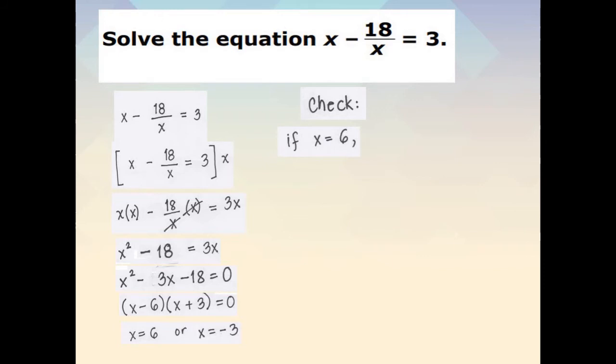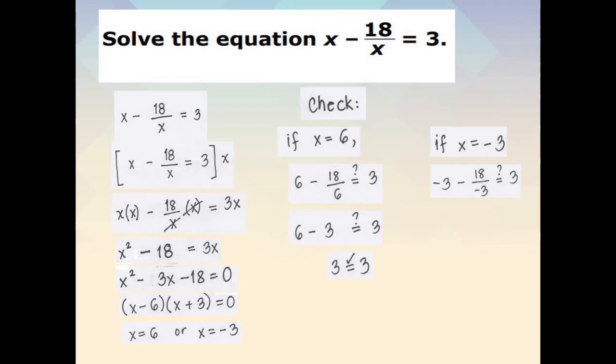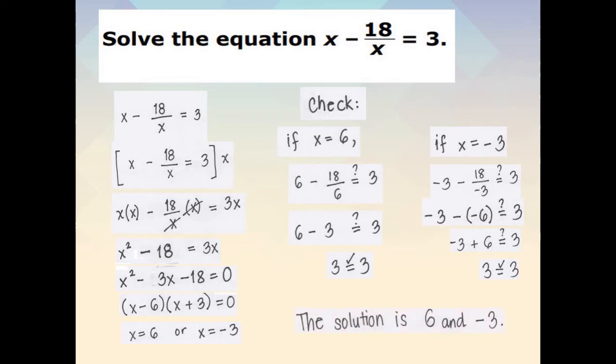If x = 6, so 6 minus 18 over 6 is equal to 3. So 6 minus 3, is it equal to 3? So 3 is equal to 3. If x = -3, negative 3 minus 18 over negative 3, is it equal to 3? So negative 3 minus negative 6, is it equal to 3? Negative 3 plus 6, is it equal to 3? So 3 is equal to 3. Therefore, the solution is 6 and negative 3.